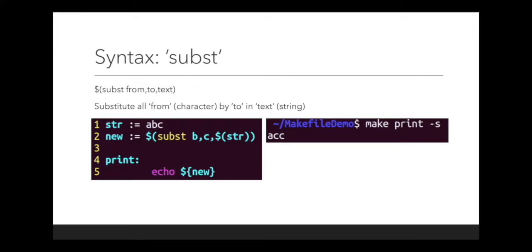And there is another syntax called substitute. The grammar is written above, and you can see the following example. It substitutes all the characters B and replaces them by character C. So when we echo new, ACC will be printed.